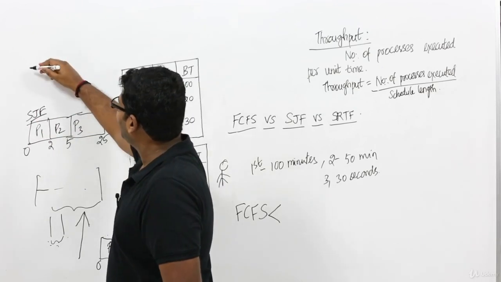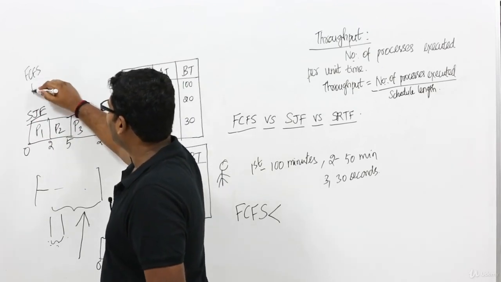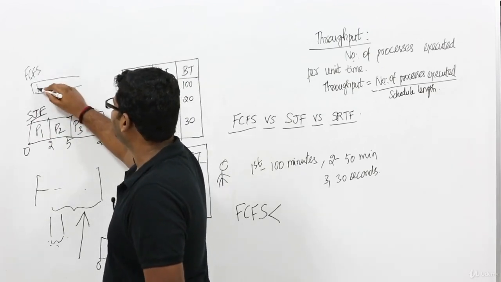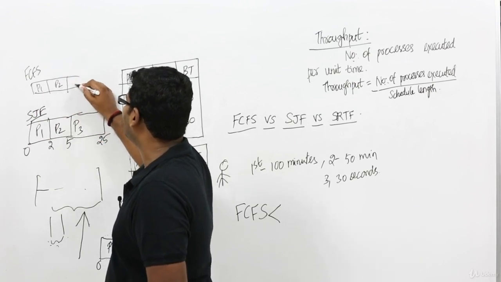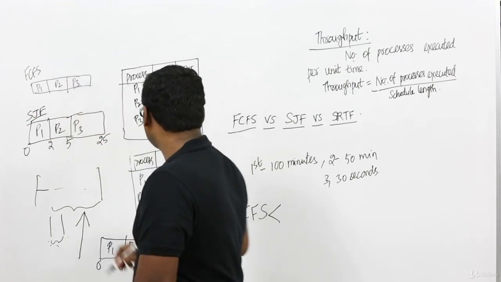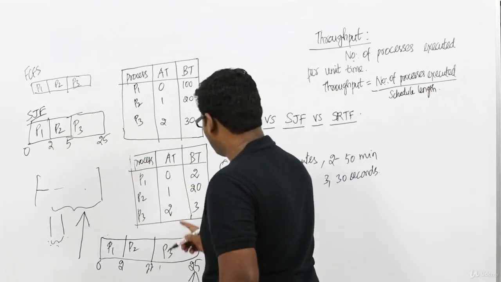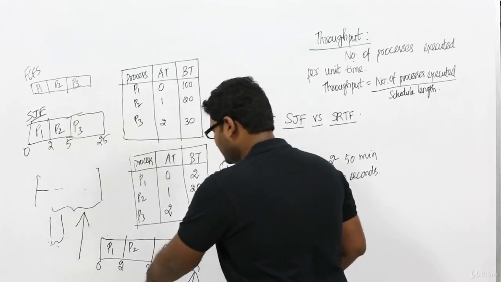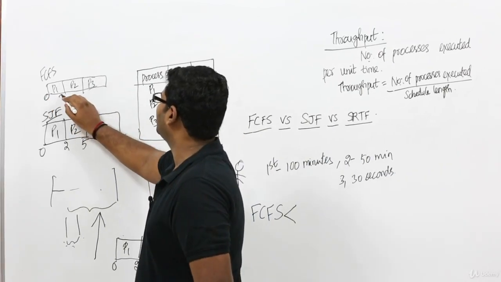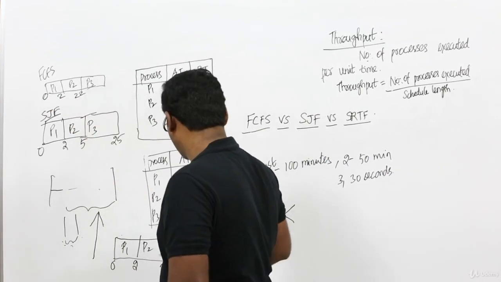Now if I would have used FCFS, what would have happened is quite straightforward. I would have executed in the order of P1 followed by P2 followed by P3, because P1 has arrived before P2 and P2 has arrived before P3. So this is exactly the same as we have already drawn: from 0 to 2, 2 to 22, 22 to 25.